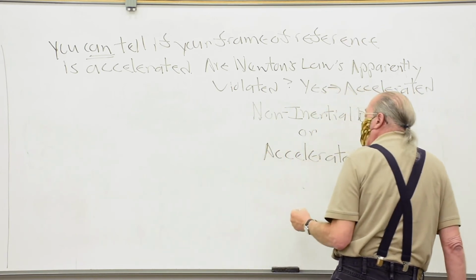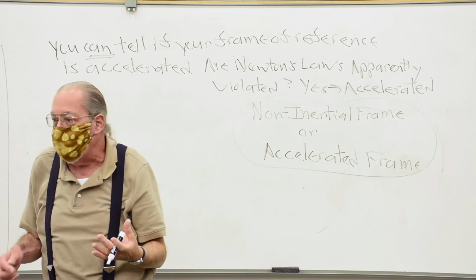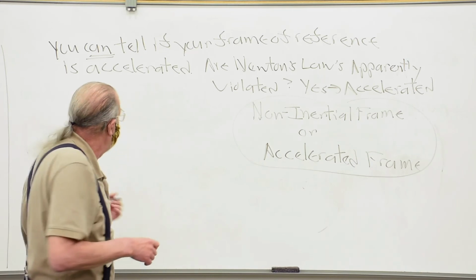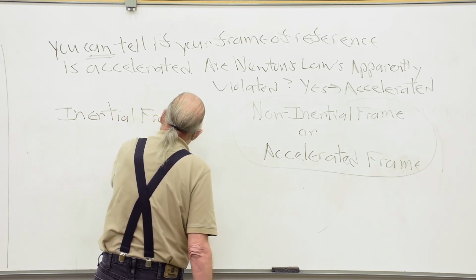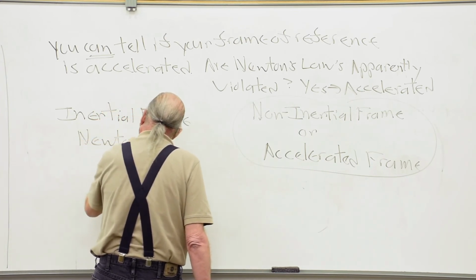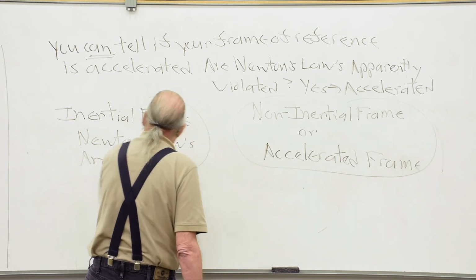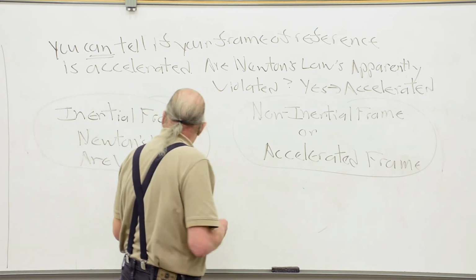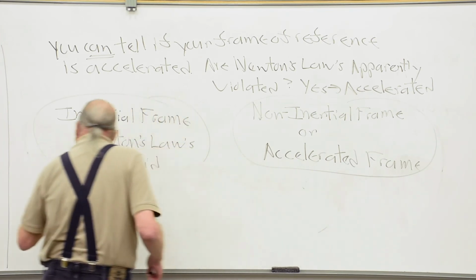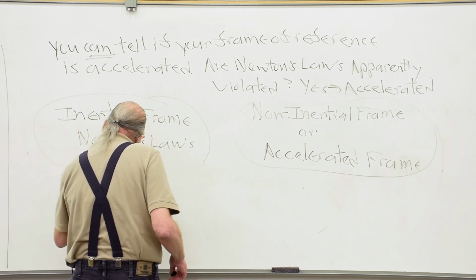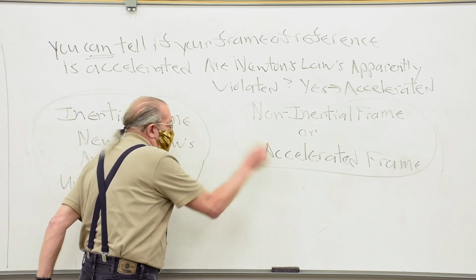So there are two kinds of frames of reference. A non-inertial frame or an accelerated frame. And if Newton's laws, at least within your ability to measure them, show that Newton's laws are being satisfied, then you have an inertial frame. Newton's laws are valid. An inertial frame where Newton's laws hold, and a non-inertial frame or an accelerated frame. And in this case, I should include this here, this is an unaccelerated frame of reference. It comes down to, are you accelerated or are you not accelerated?